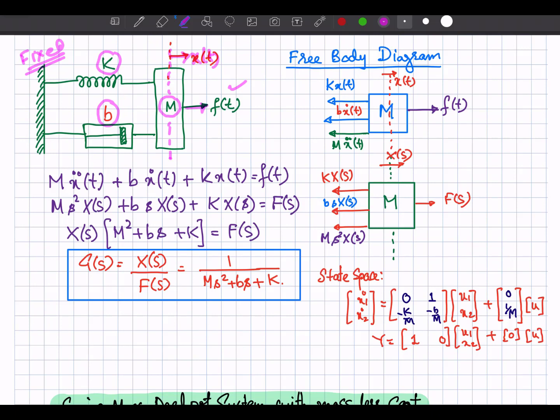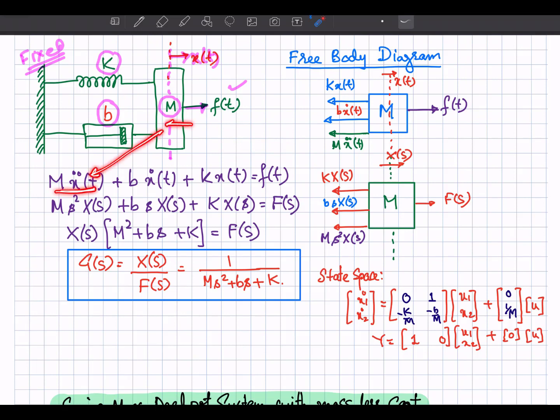So we can write down the differential equation for this. First of all, let's look at the forces. One force is because of the mass, and that is equal to ma. So what is a? That is the double derivative of the displacement, so that will be equal to m x double dot. So that you can see over here, that is because of the mass.